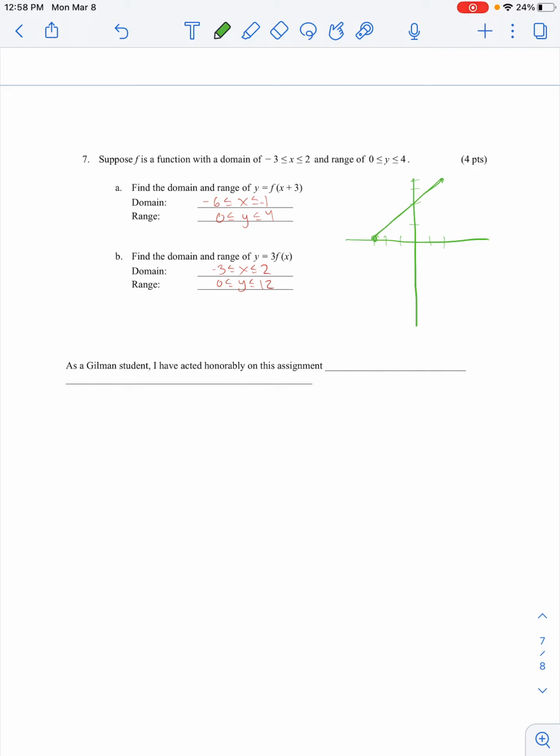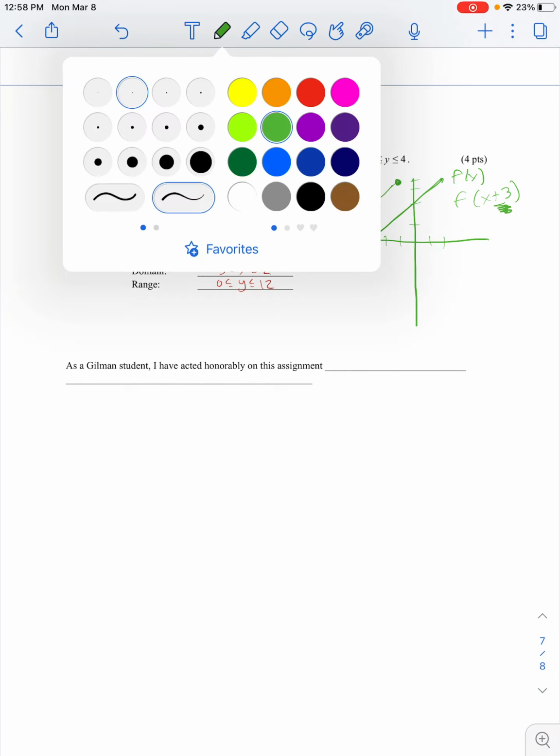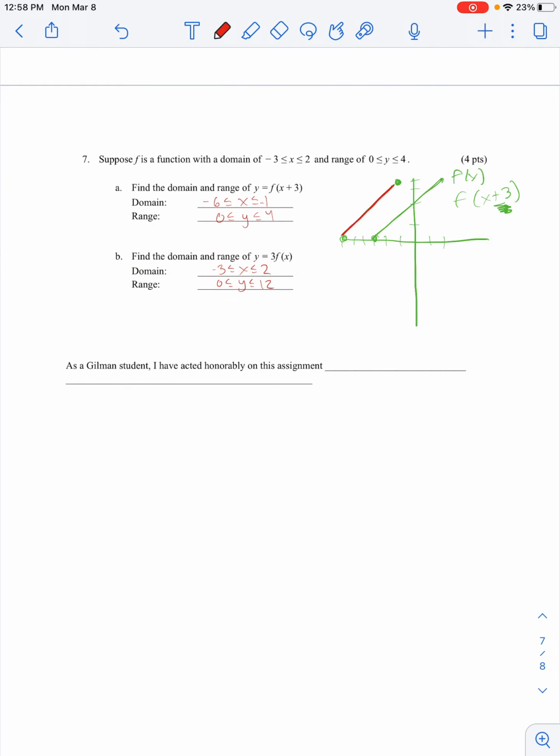Now, let's say this is f of x, then now I want to actually graph f of x plus 3. Well, you all know that this is a horizontal translation to the left 3, so we're going to look something like this. Now, you're trying to figure out what the domain and range are of this new function, of this red line. And if we move to the left 3, that's going to affect our domain, but that's not going to affect our range. So both endpoints of our domain are going to move to the left 3. Our range is going to stay the same.